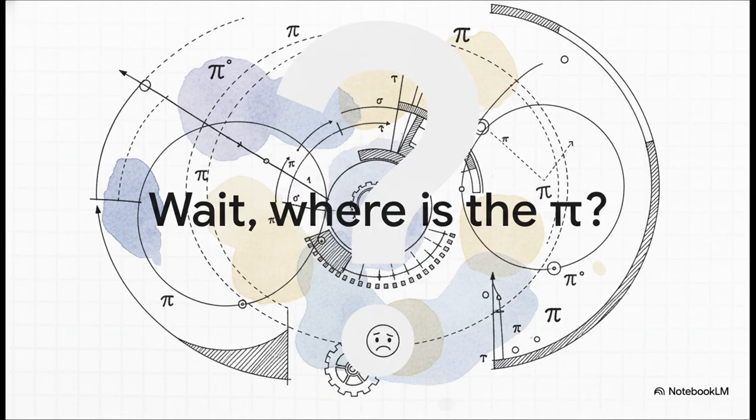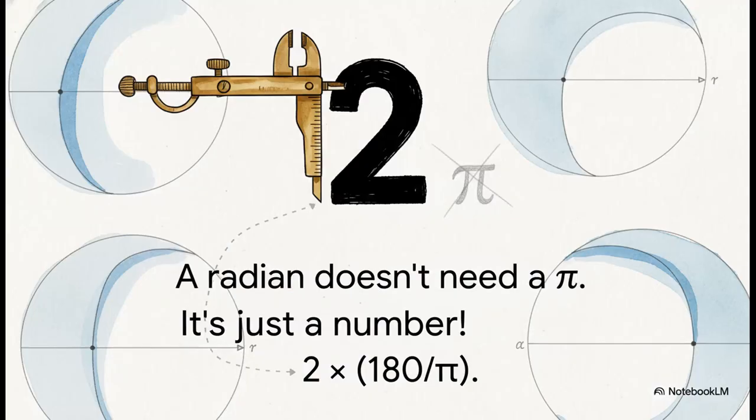Okay, so you're feeling good, you're converting things left and right, and then you see a problem that says, convert 2 radians to degrees, and you just kind of freeze for a second. You're thinking, wait a minute, where's the pi? It's a super common question, but don't worry, the answer is way simpler than you think. Here's the secret. A radian doesn't have to have pi in it. A radian is just a number. So when a problem says 2 radians, it literally just means the number 2.